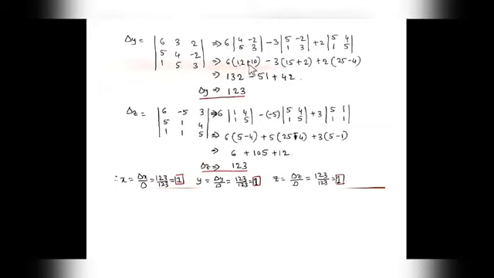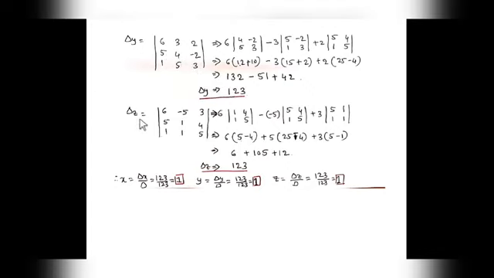6 into 4 3s are 12, minus 5 minus 2s are minus 10, hence it will become plus 10. Minus 3 into 5 3s are 15, minus 1 minus 2s are minus 2, it will become plus 2. Plus 2 into 5 5s are 25, minus 1 4s are 4. 12 plus 10 is 22, 22 6s are 132. 15 plus 2 is 17, 17 3s are 51, that is minus 51. 25 plus minus 4 is 21, 21 2s are 42. If I solve this, I'll get 123. Again, the delta y value is also 123.